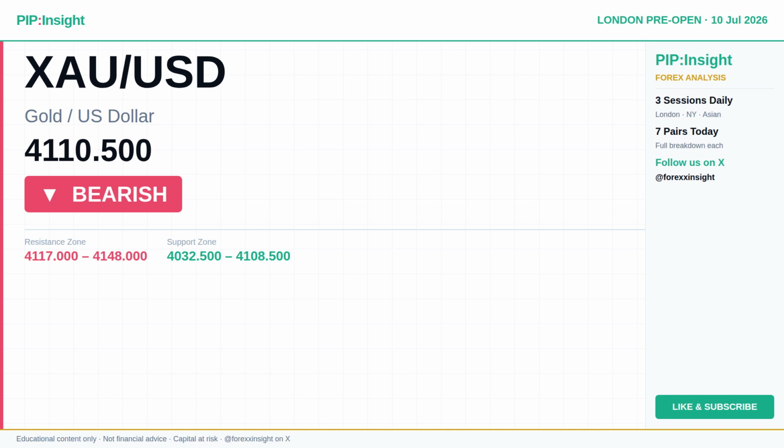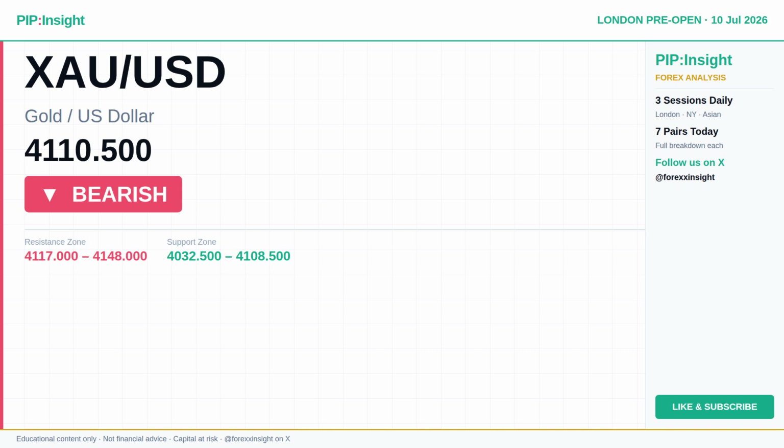On the fundamental side, today's only meaningful US release is the Fed Monetary Policy Report at 11 o'clock. It's rated low impact, but any language reinforcing a higher for longer rate narrative could strengthen the dollar and weigh further on gold, while any dovish undertones could inject a short-term bid.